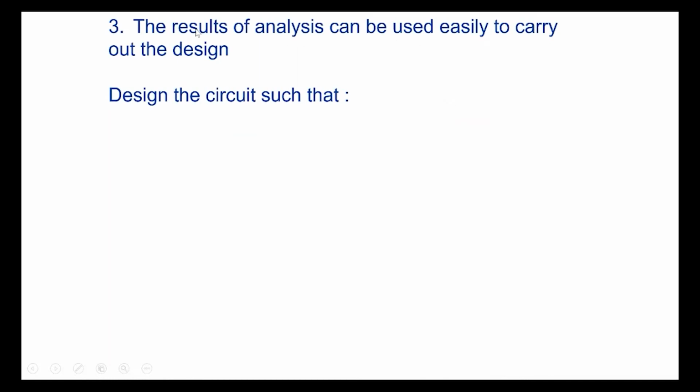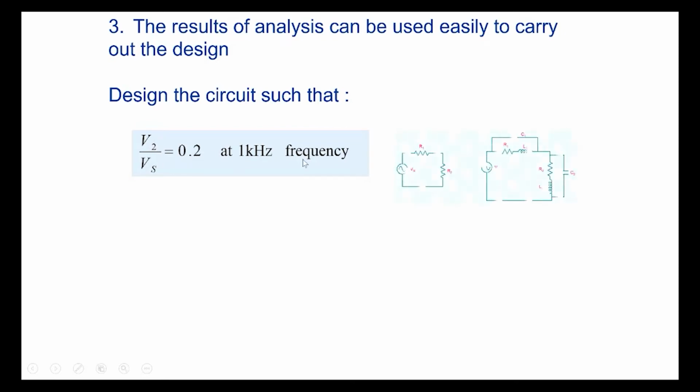The other thing is, you're analyzing the circuit to understand, but eventually you would like to design the circuit. So let's say you are asked to design a circuit such that V2 by Vs is 0.2 at 1 kilohertz frequency. In one case you use a simple model, in one case you use a complex model. You're going to apply, let's say, a sinusoidal signal, and what you're looking for is that the output voltage versus Vs is 0.2. When we use a simple model, R2 by R1 plus R2 equal to 0.2, we can very easily get R1 by R2 equal to 4, and thereby we can choose a value of R2 equal to, let's say, 1K, R1 is 4K, and the design is over.